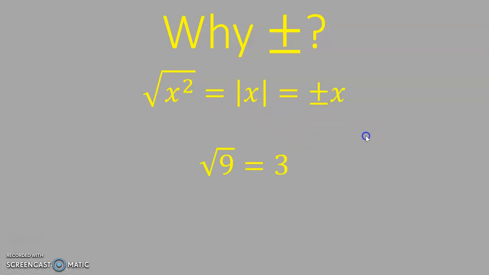Now, to clarify, if no variables are involved, you're going to want to just say 3. You don't say the square root of 9 is negative 3. We'll go with what we call the principal square root. So that's just a little clarification. But when you have an x squared under a square root and you're trying to get it just to be x, you do need the plus or minus. So let's look at some examples.